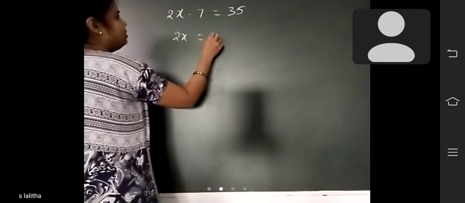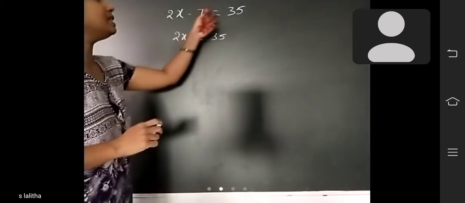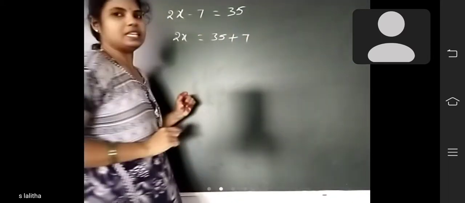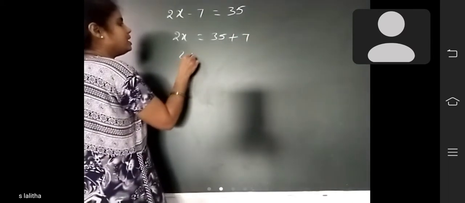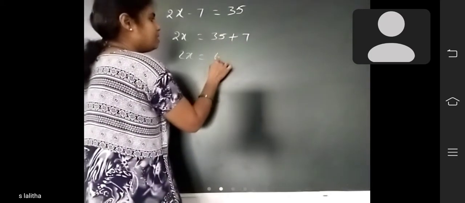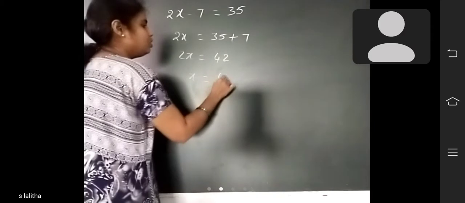So 2x equal to 35. Here minus 7 is there. This minus 7 will transpose to the right hand side. What will it become, children? Plus 7. 2x equal to 35 plus 7. How much? 42. So 2x is equal to 42.